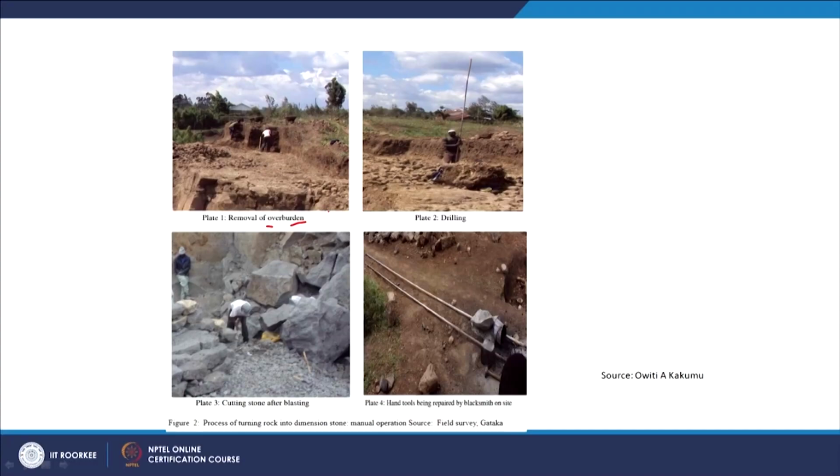One is the removal of the overburden in the quarry, then the drilling of the stone, and the cutting of stone after blasting, and the final part, how you chisel them out. This is where the hand tools come in, and this is how you want to deliver it to the site. So that is what the whole process is about: turning rock into a dimension stone.